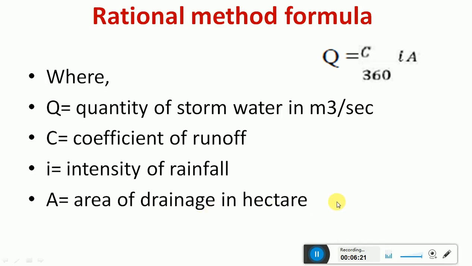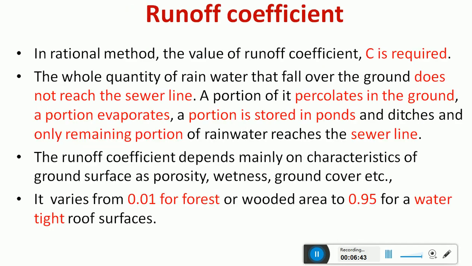For example, you are living in Davangere city, and if it has 100 hectares of area, then that is the area of the drainage. If the rainfall occurs over 100 hectares of an area, then that is called the area of the drainage. Considering all these things, you will get the quantity of the rainfall using this equation.